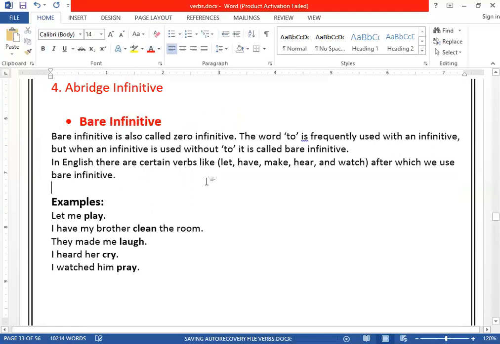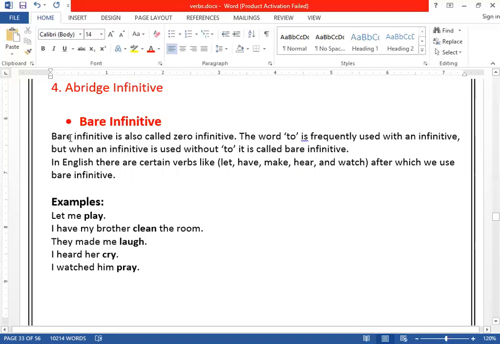Bare means bare, like you might have heard barefoot. So bare means without to. Infinitive can be with to or infinitive can be without to.